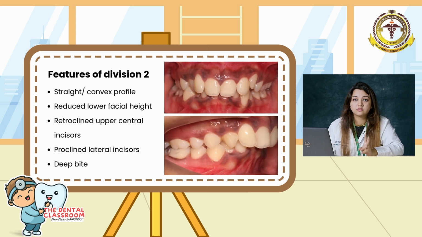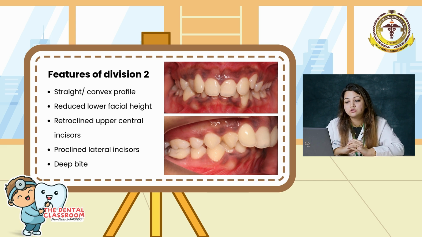Division 2 features are different from Division 1 features, where in Division 1 the anteriors are proclined, in Division 2 the maxillary incisors are retroclined with proclination of the lateral incisors or canine. Von der Linden has classified Division 2 also into further types based on the position of the lateral incisors and the canines. The other features are that the patient may have a straight or a convex profile, there is a severe deep bite, and the upper incisors, the lower facial height is reduced.